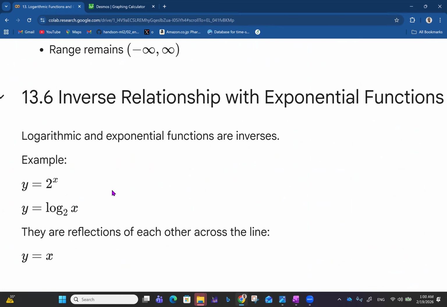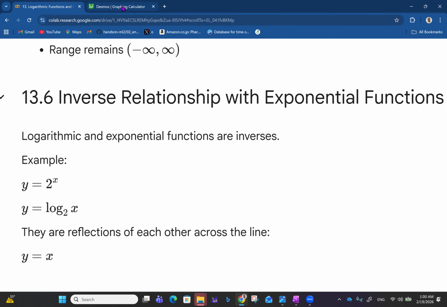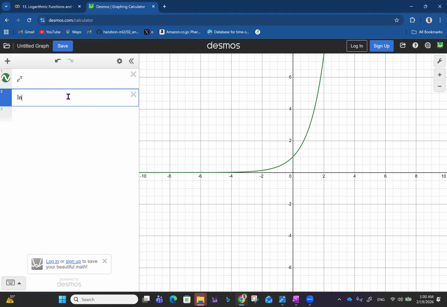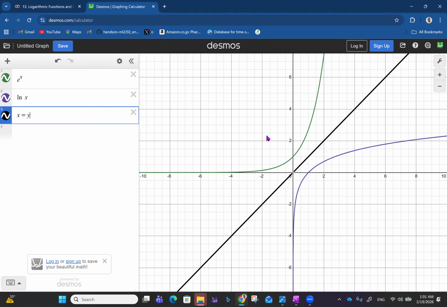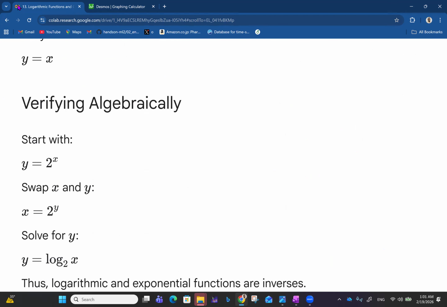So logarithmic and exponential functions are inverses. So y is 2 raised to power x and y is log x to base 2. They are reflections of each other across the line. I think we did that in the previous video. Or let me even do e raised to power x and ln x that I did. So it's basically the same idea. So we have e raised to power x like this, and then we have ln x. And then they are reflected about x equals y. So across the line, they are reflections of each other, and that's why they are inverses.